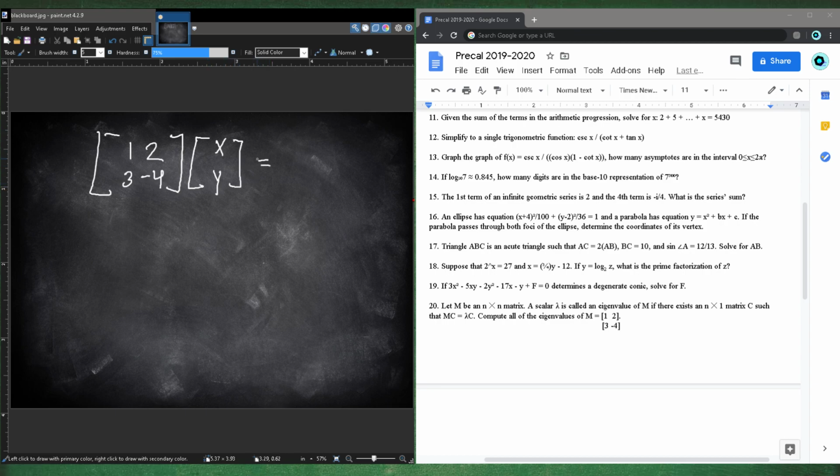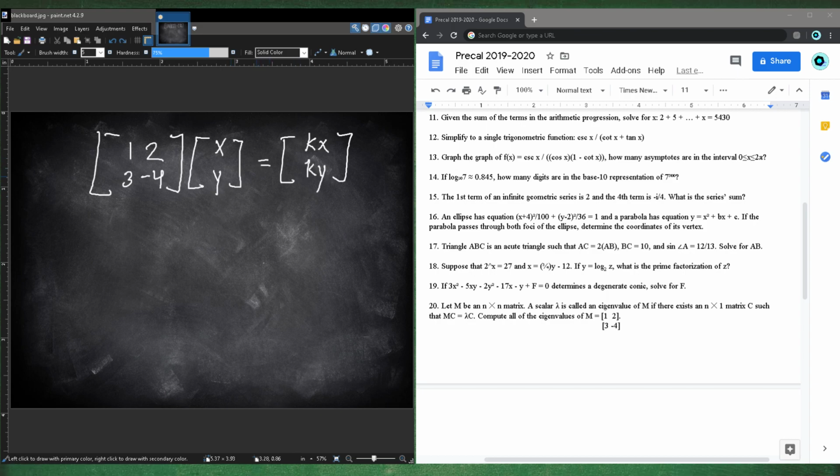And then lambda is some kind of scalar, so let's call that k. And lambda is multiplied by a matrix, so it's just a scalar, so you just multiply k by x and k by y. Okay, so just remember lambda is k. They're saying that a scalar lambda is called an eigenvalue of M if there exists an n by 1 matrix X. So they're basically saying you have to find k when there exists at least one possible value of xy that satisfies this equation.